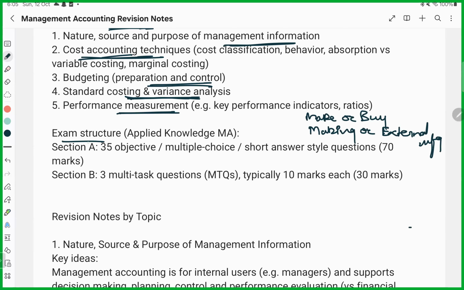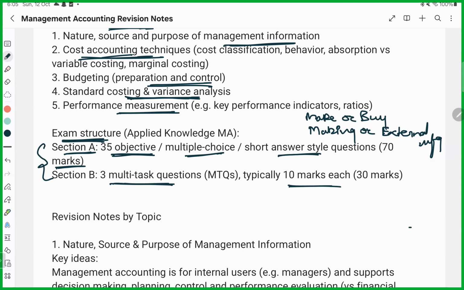What is the exam structure for this paper? The paper is divided into two parts, Section A and Section B. Section A has 35 objective questions, also called multiple choice questions or short answer style questions, which will be of 70 marks. Section B has three multitask questions, typically of 10 marks each.